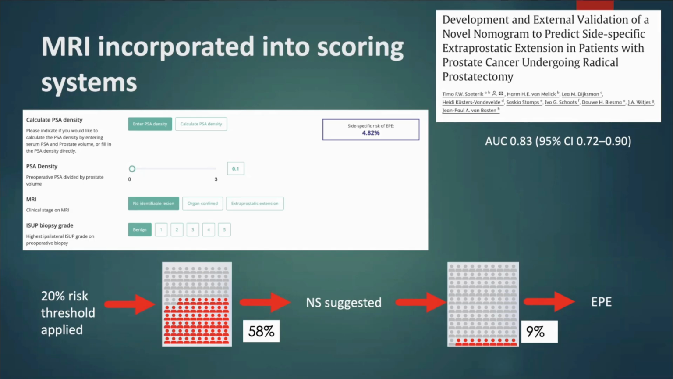But you can see this model from Sotrick is based upon PSA density, MRI, whether there's an MRI lesion, and what the ISUP biopsy grade was. And based on their EV model, there's very good external validity of 0.83. Now, in their paper, they apply a 20% risk threshold cutoff as the point at which they would recommend nerve spare. So within their cohort, 58% of these prostate lobes would be appropriate for nerve spare and fall below that cutoff. And of that group, only 9% would have EPE. So I think you can say this is a pretty realistic cutoff and a pretty good EPE outcome.